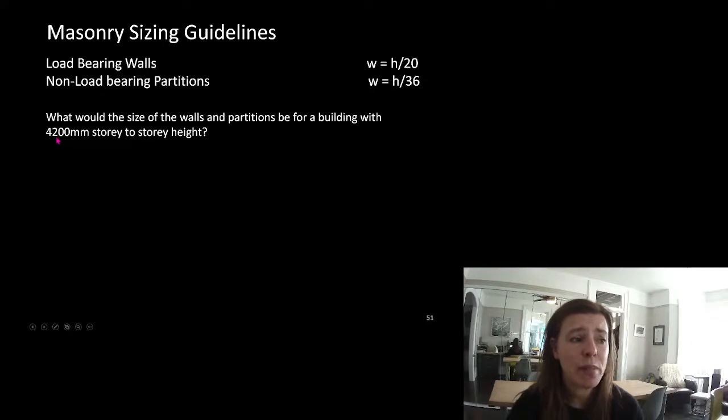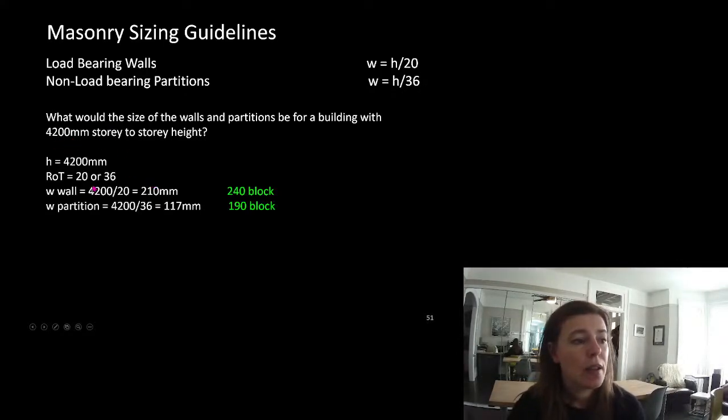So what would it need to be if it was that same concrete building? Well, our load bearing partitions would be 4200 divided by 20, or 210, meaning we'd want to use the 240 block. Whereas in the same building, the non-load bearing partitions could be 190. So designating your load bearing versus non-load bearing walls becomes very important with masonry construction.